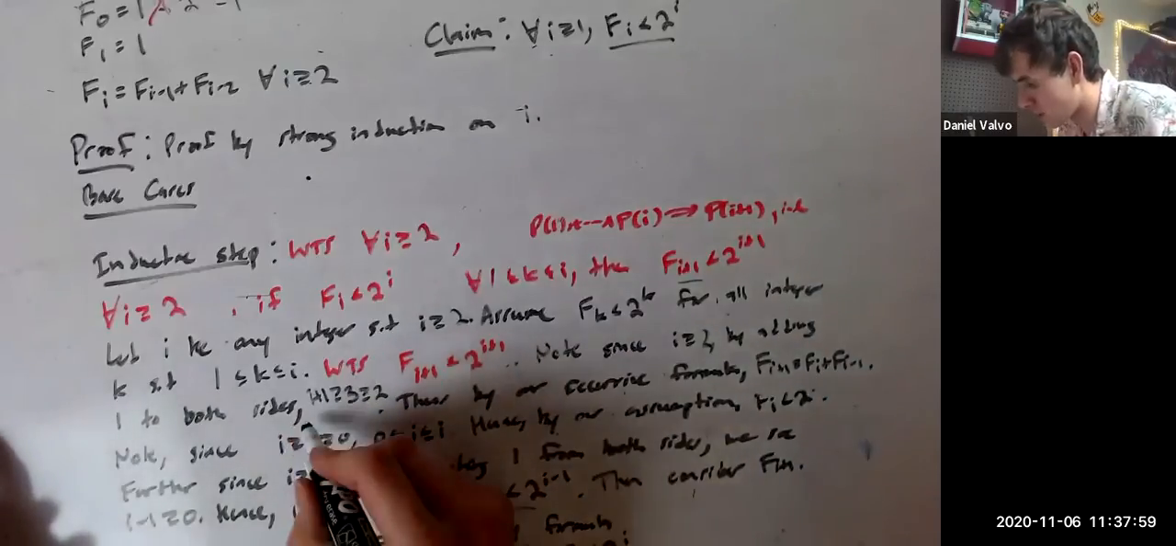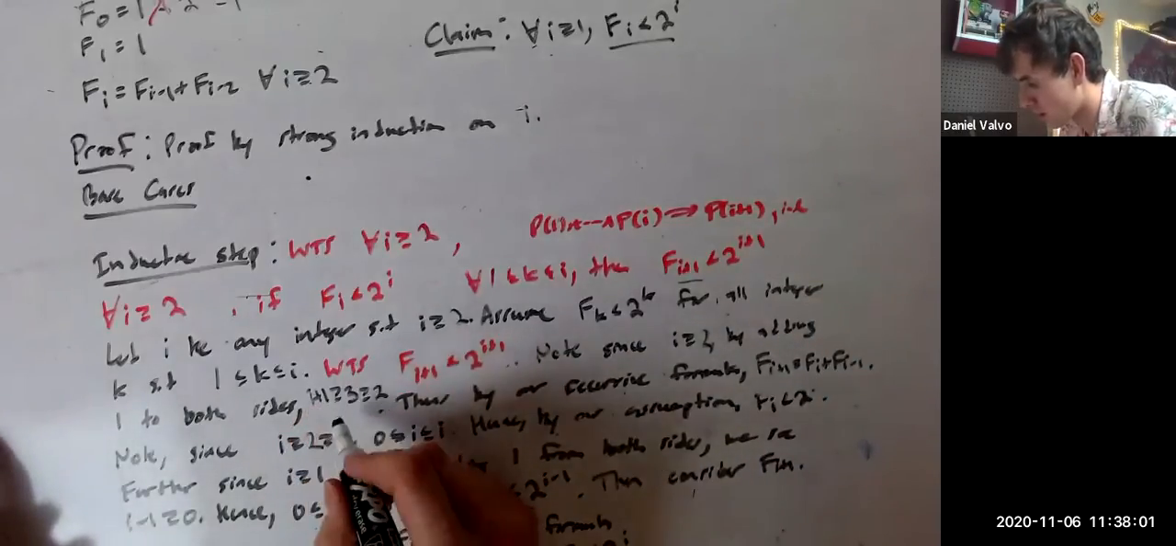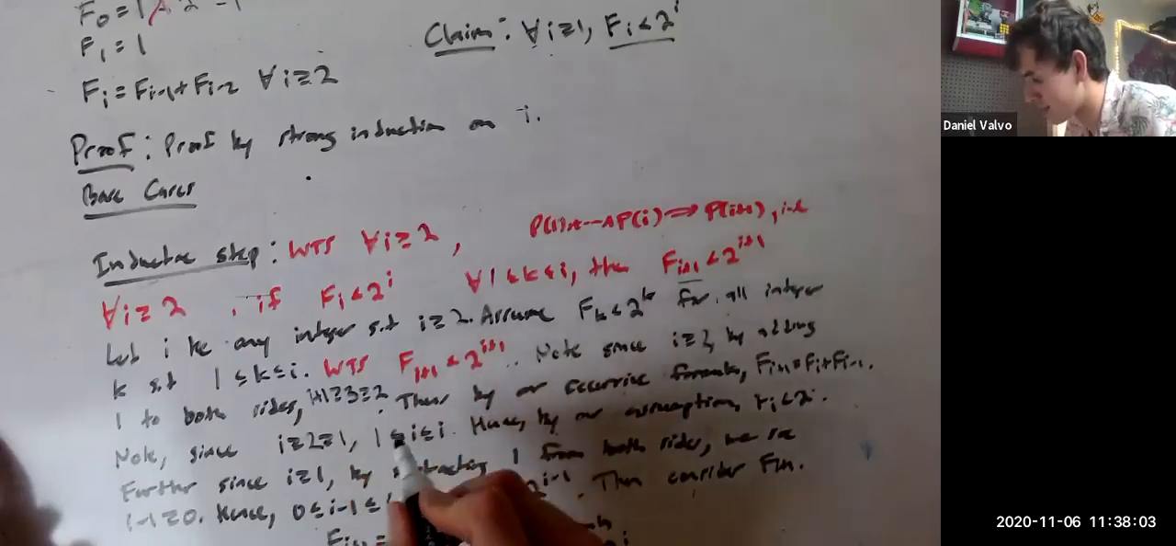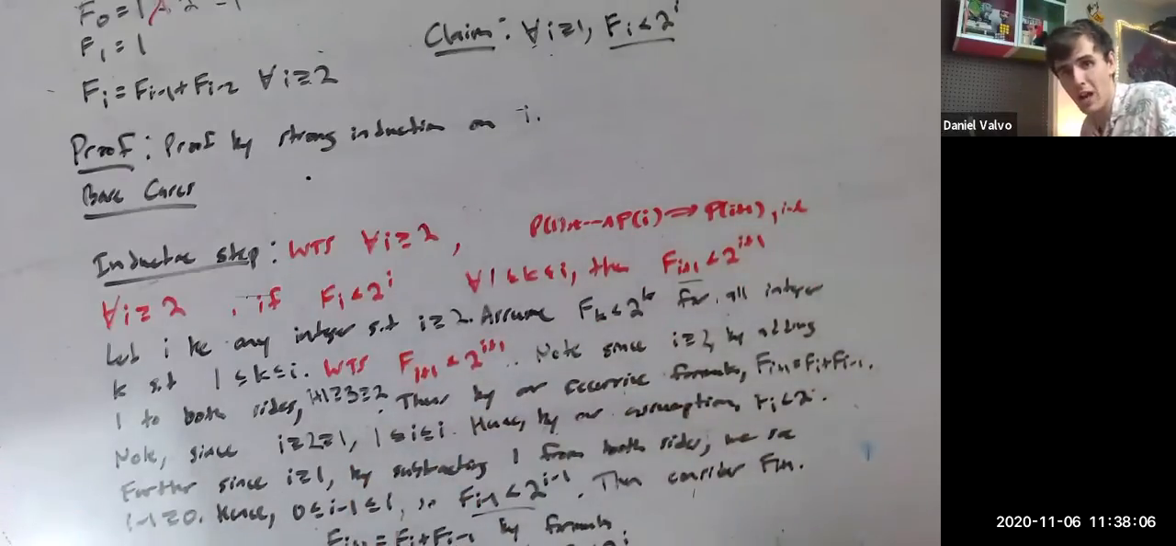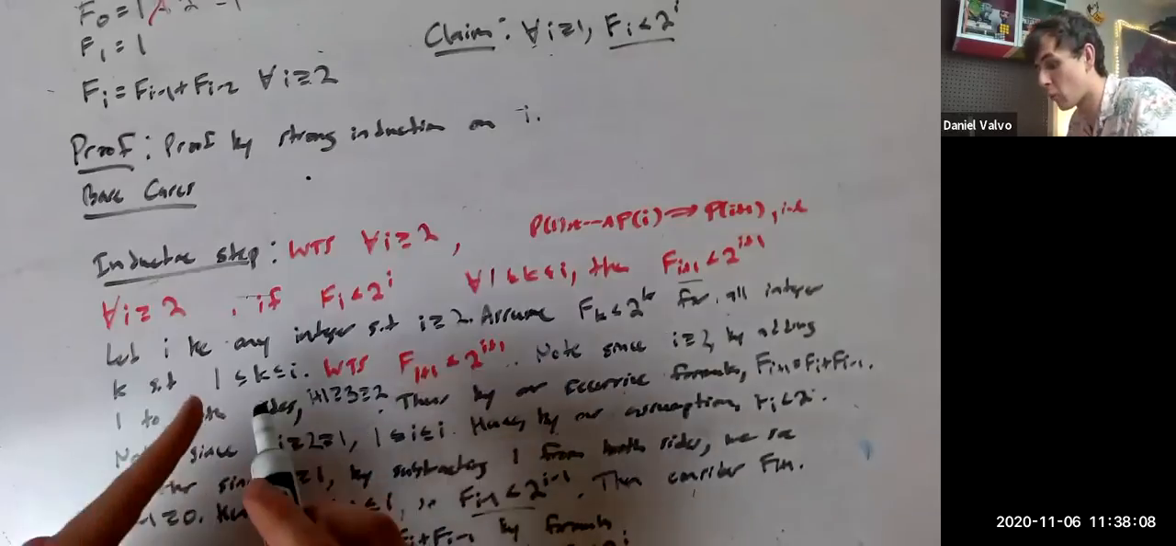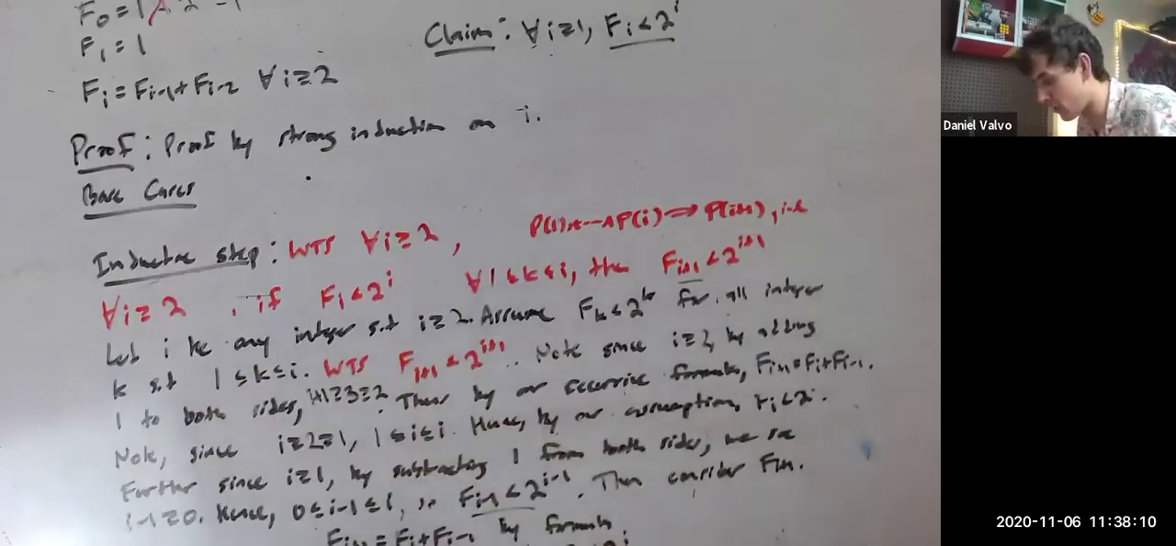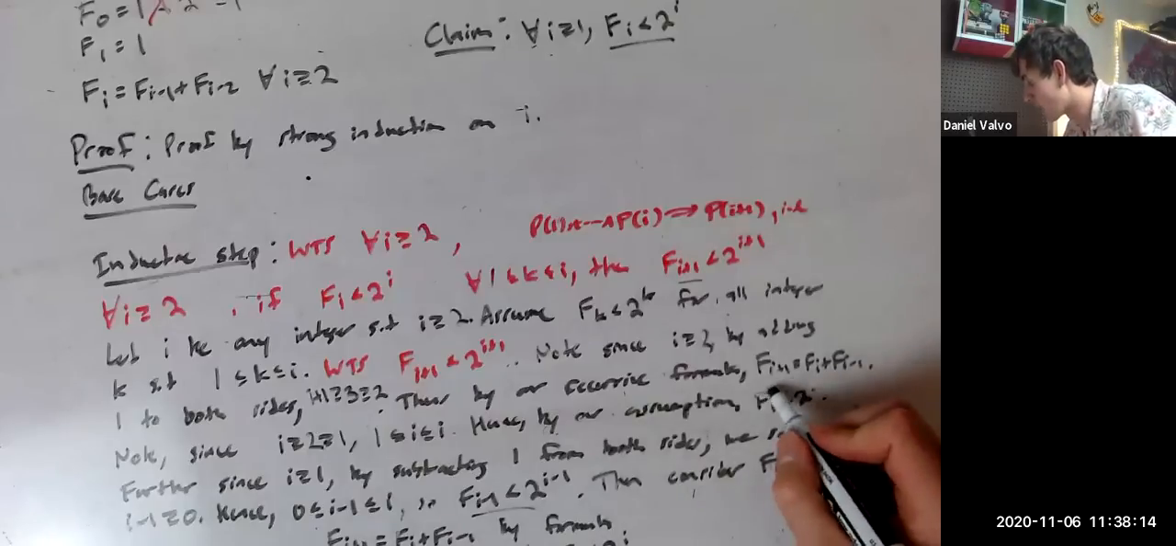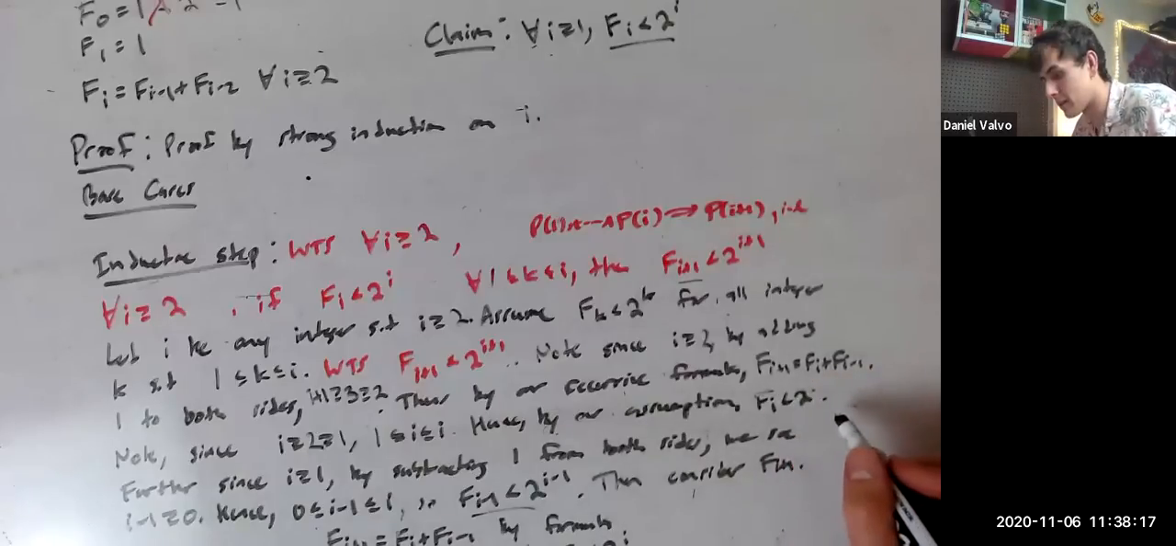Note, since i is greater than or equal to 2, which is greater than or equal to 1, 1 is less than or equal to i. So that all still works out. i is still going to be in the range that we're assuming the claim holds for. And so hence by our assumption, F_i is less than or equal to 2^i.